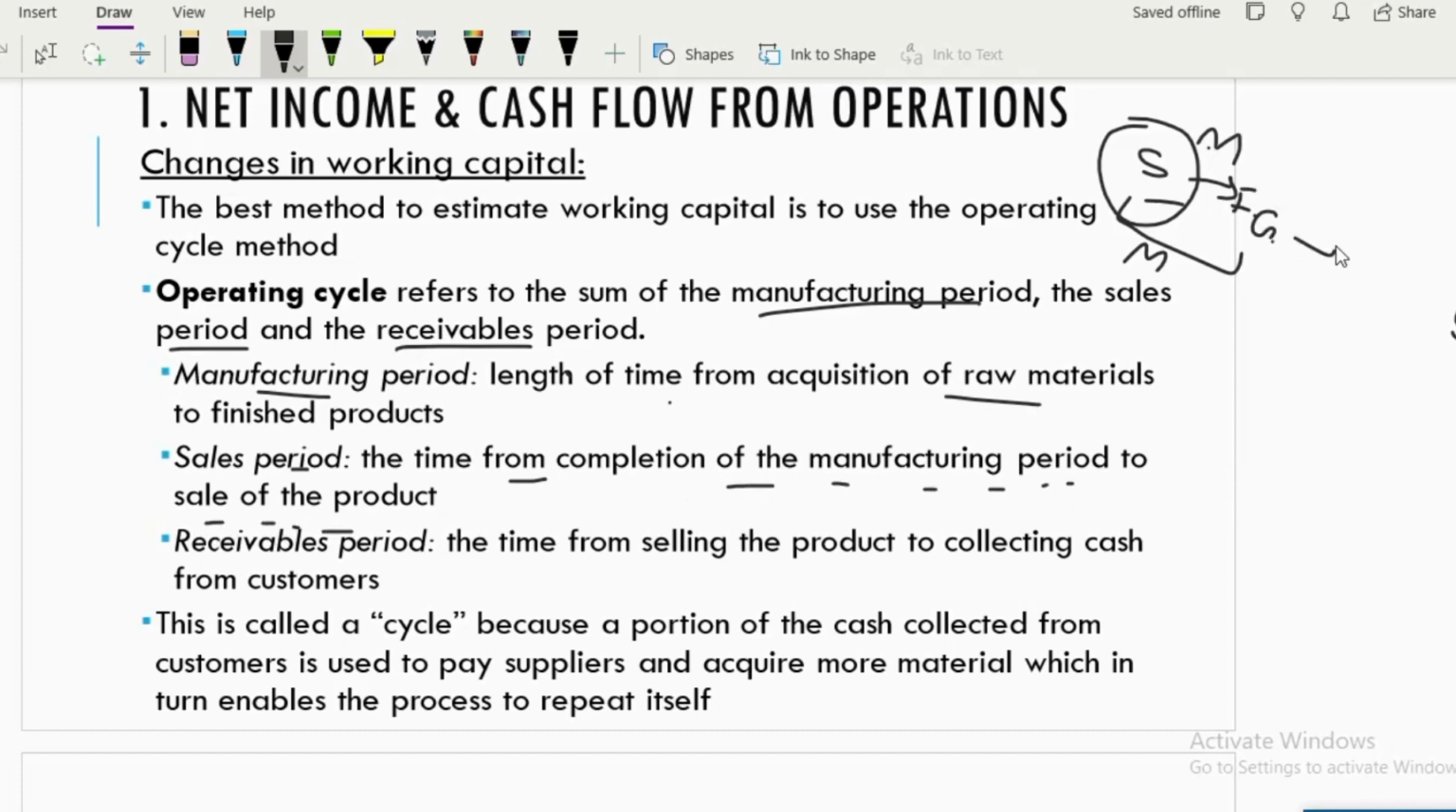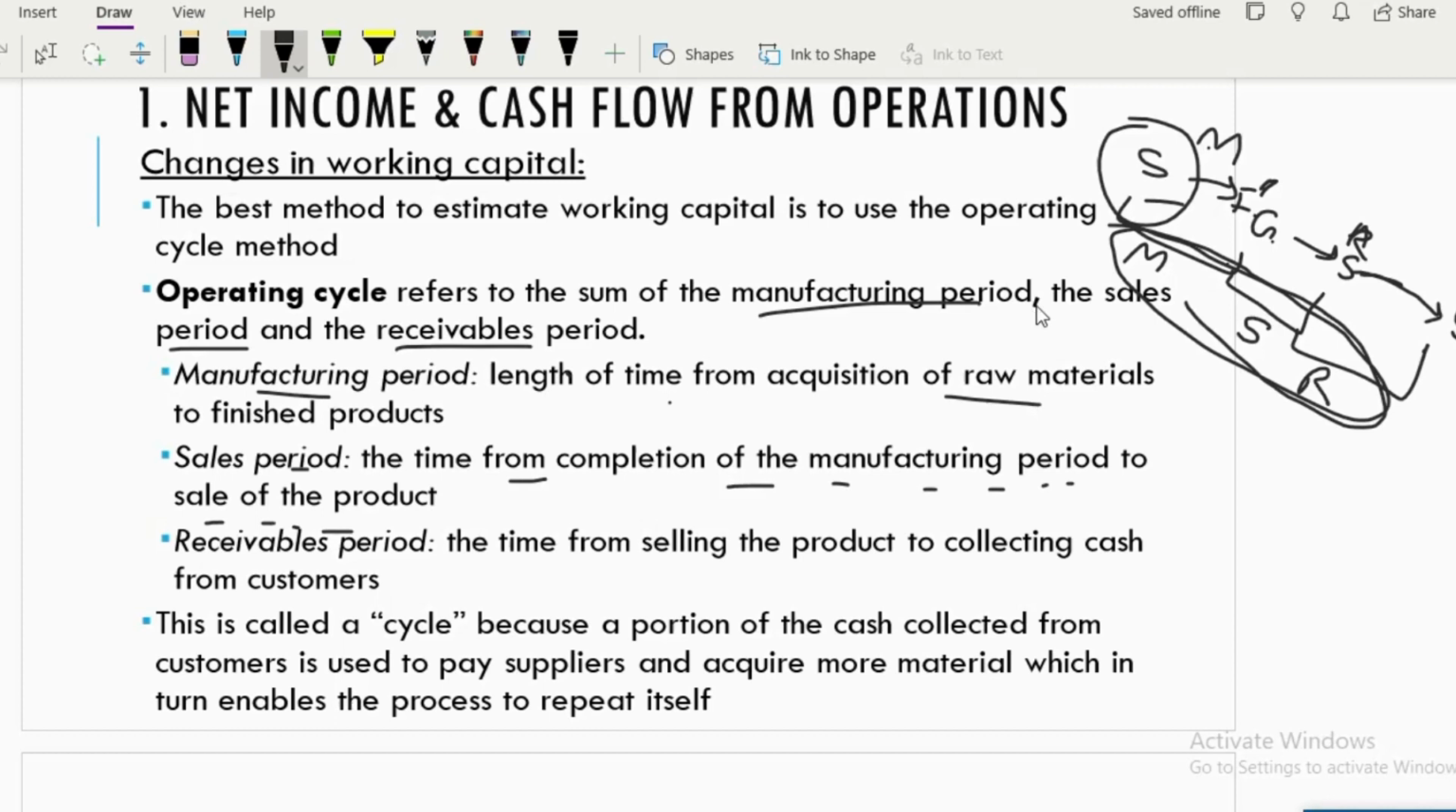So when this inventory stays in the inventory, or you can say when your manufacturing period ends, from there till the sales of inventory is known as sales period. And then the inventory is usually sold out on accounts receivable basis. So I have receivables over here. From these receivables, when you collect the cash, this is known as your receivable period. So basically operating cycle is a combination, or you can say a total, of all these three cycles, from manufacturing, from sales to receivable period.